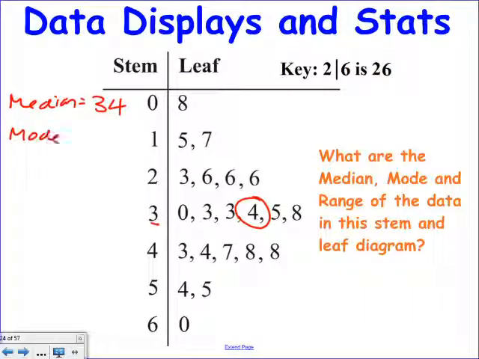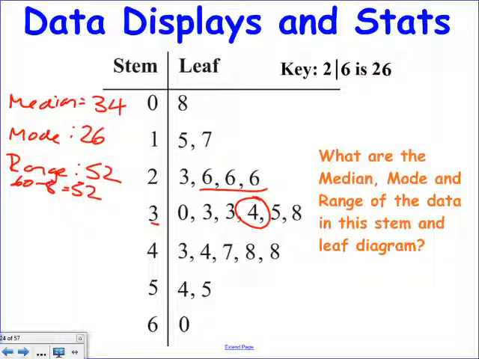What's the mode? Good, the number that occurs the most. And then what's the range? Good, because I've got 60 as my biggest number, 8 as my smallest, which gave me my 52. Excellent. See how simple it is? Median, mode and range on stem and leaf.